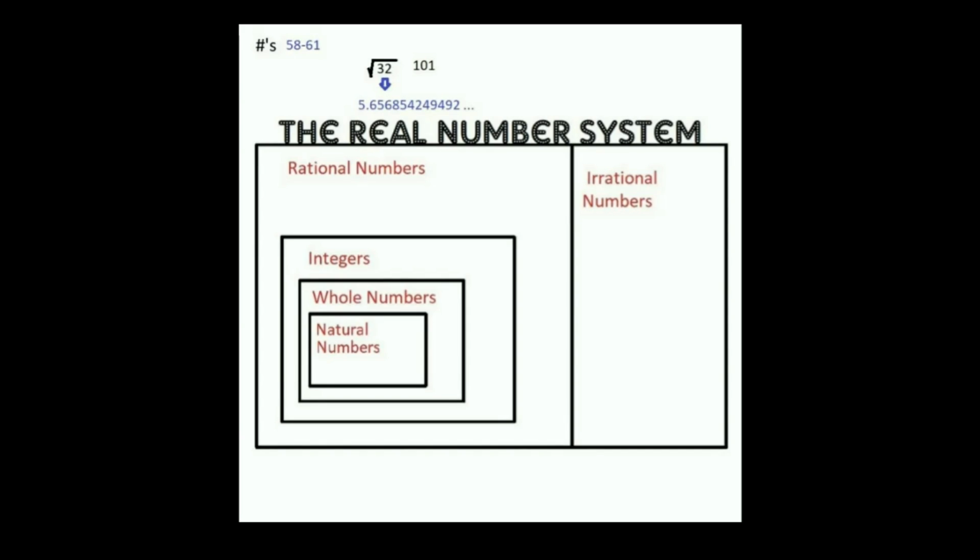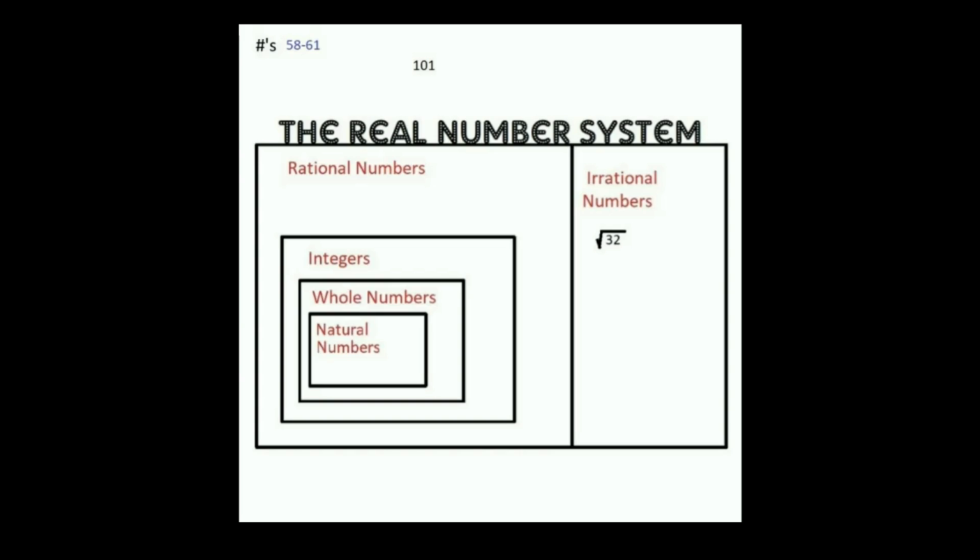The square root of 32 is 5.656854249492, and it goes on forever. It doesn't repeat, it doesn't end. That means it's irrational. And we're done with the square root of 32. By the way, that was number 58.